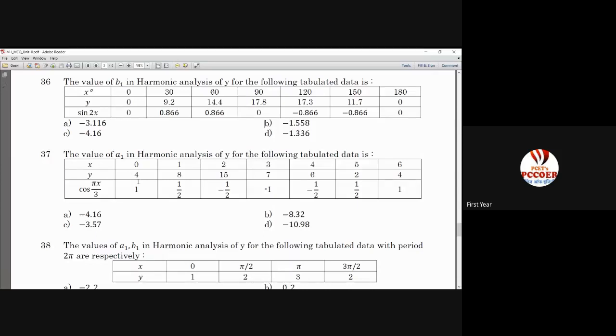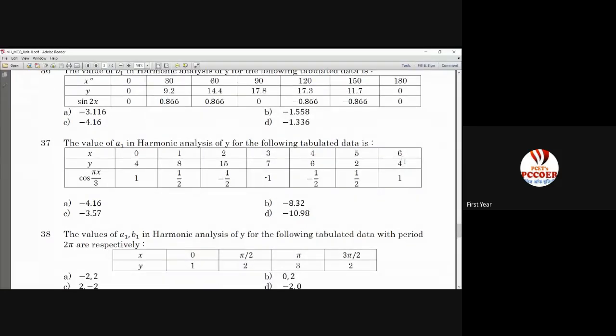Don't think too much. Directly multiply the terms. Here it is 0, so it's not going to affect you. But in question number 37, if you take that 6th entry again, your answer will be different and it will be present in the option. So here you have to just take 0, 1, 2, 3, 4, 5. These entries you have to take. So 4 into 1 is 4, plus 8 into half is 4, 15 into minus half is minus 7.5, 7 into minus 1 is minus 7, 6 into minus half is minus 3, 2 into half is 1.